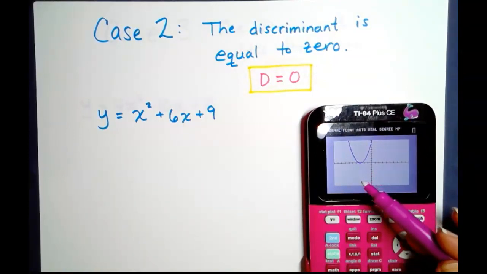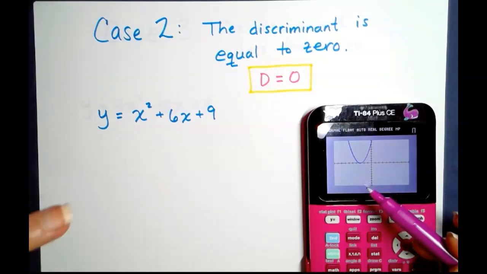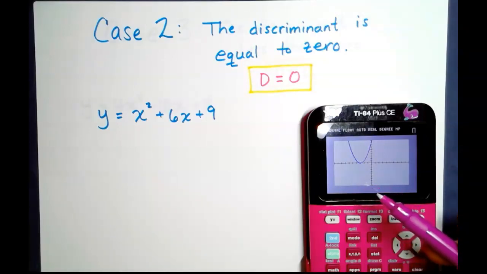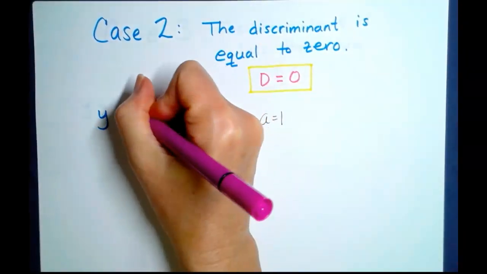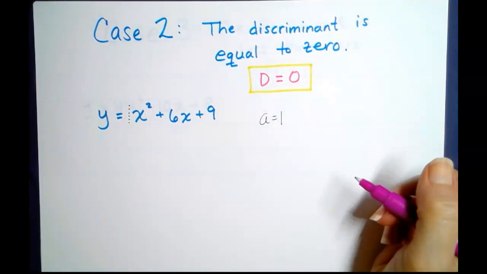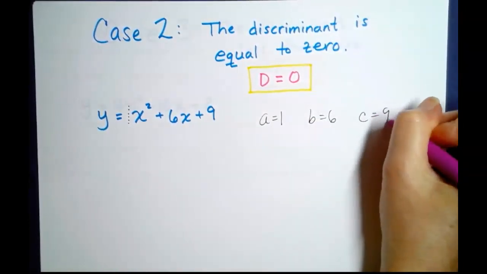So if your vertex just happens to sit on top of the x-axis, then you know that we only have one root. Why? Because it's only touching the x-axis one time. So let's find out. A is 1. Remember, that's a 1 that is in front of that x squared. B is 6. C is 9.